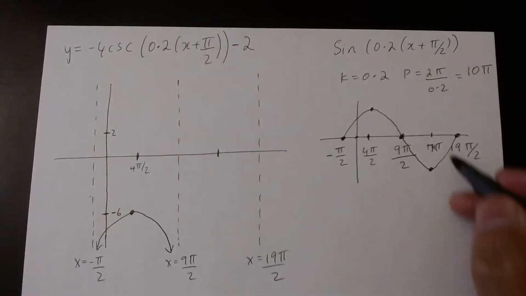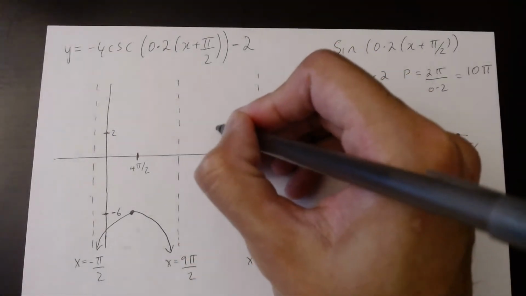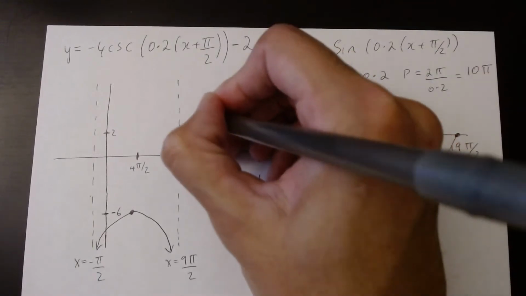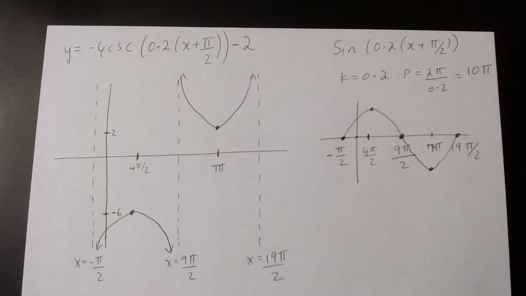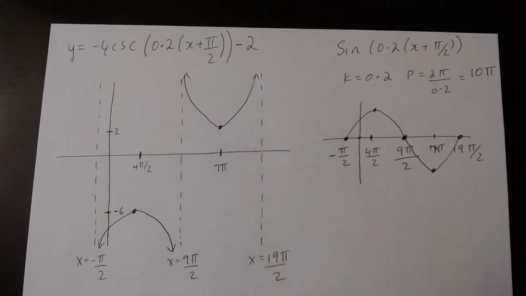The x value of this is just 7 pi, and then it's just going to be flipped because of the reflection in the x-axis. So it is going to look like that. And then you could continue infinitely on both sides, repeating the same pattern, but I'm just going to draw one cycle of this.